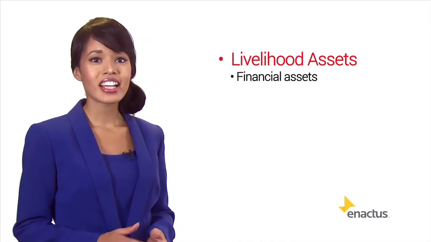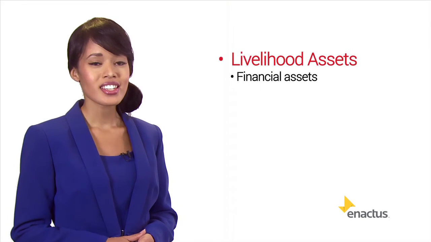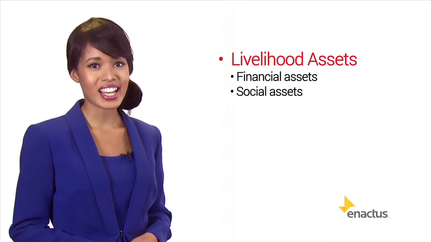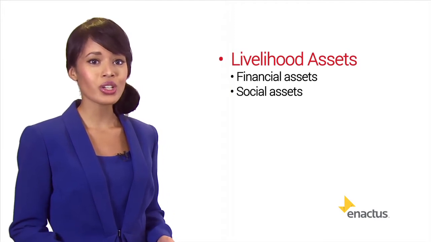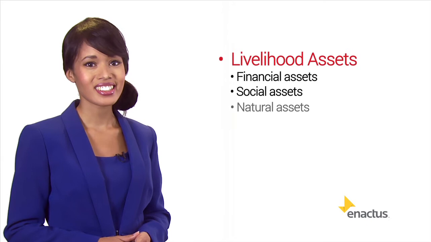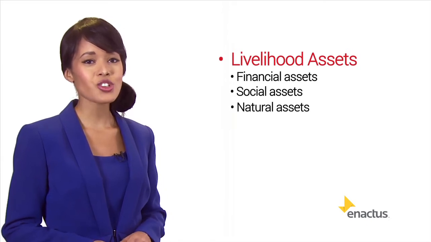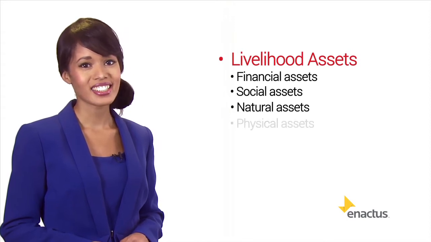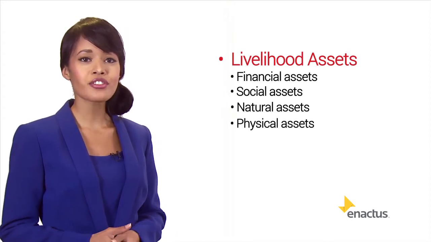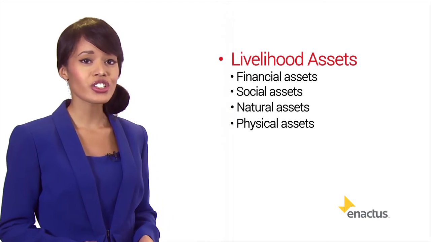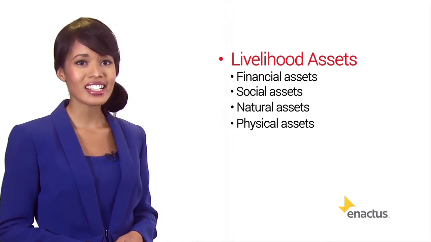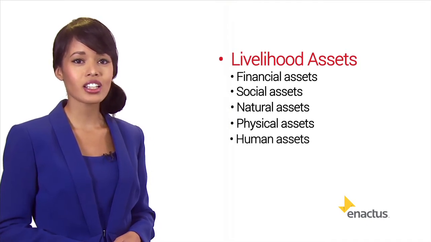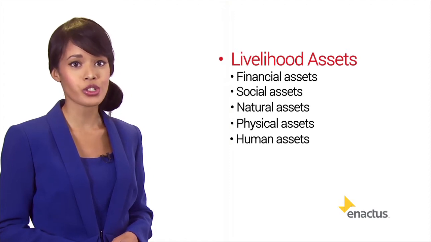Financial assets, the financial resources available to an individual, such as income from a job or access to financial services. Social assets, involving participation in networks, communities, and relationships. Natural assets, the natural resources available to an individual, such as air, water, or land. Physical assets, basic infrastructure and goods, such as shelter, transportation, water supply, sanitation, or energy. Human assets, the skills, knowledge, and ability to work needed to pursue desired outcomes.